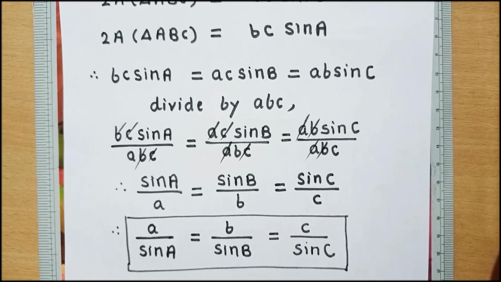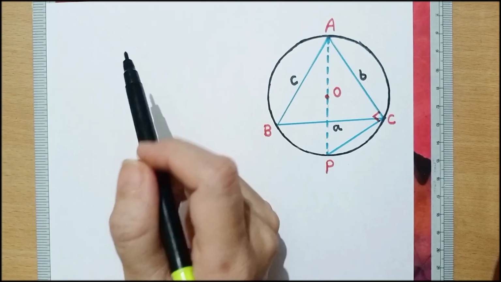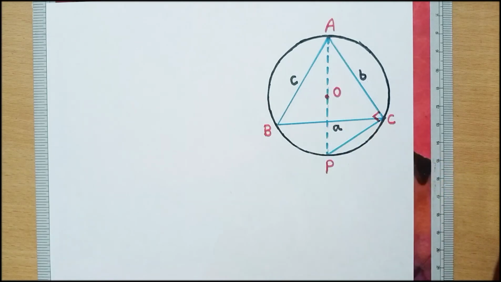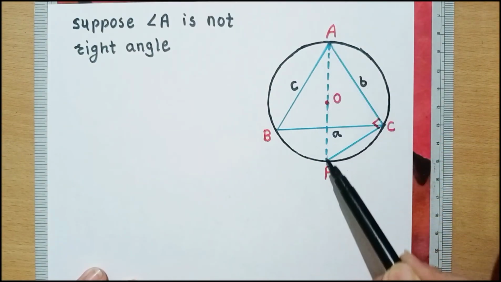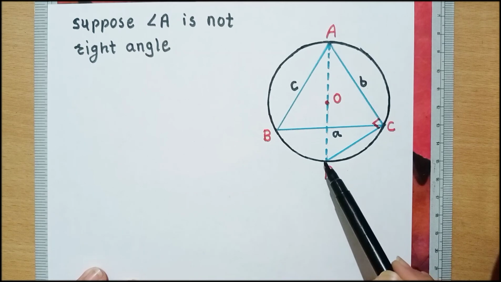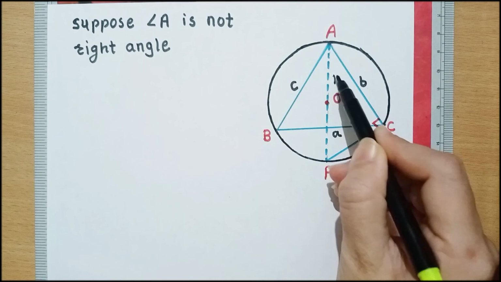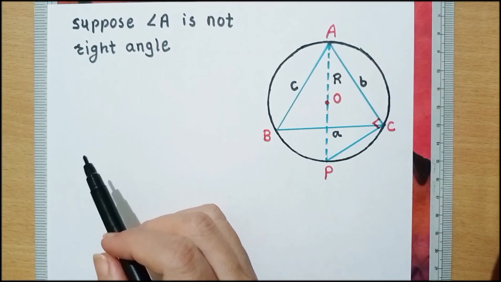This is the sine rule, but again we have to prove this is equal to twice R. So let's check that. To prove the above ratio equal to twice R, first suppose this angle A is not a right angle, and through A draw a diameter which meets the circle at point P. Now radius OA is equal to R, therefore diameter AP is equal to twice R.